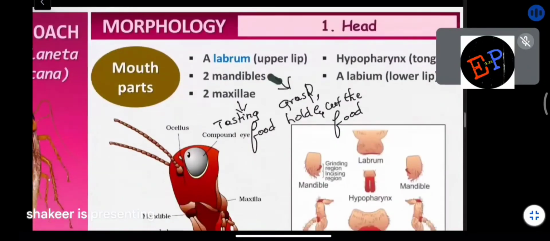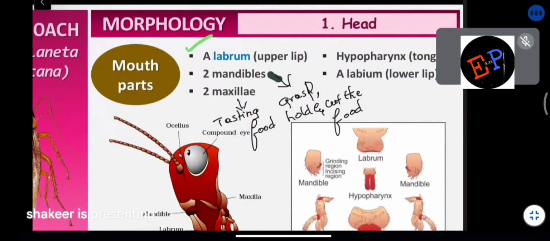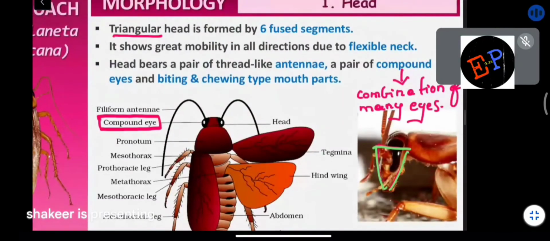So what are those segments? Labrum, which is called the upper lip. Next, mandibles. Mandibles are responsible for grasping, holding, and cutting the food. That is the purpose of mandibles. Next, 2 maxillae. Maxillae are responsible for tasting the food. Then hypopharynx, which is also called tongue, and a labium, which is called lower lip. So the head is made up of these many parts, and finally a triangular type of structure is formed.